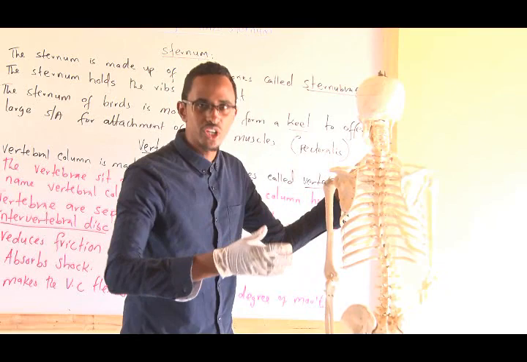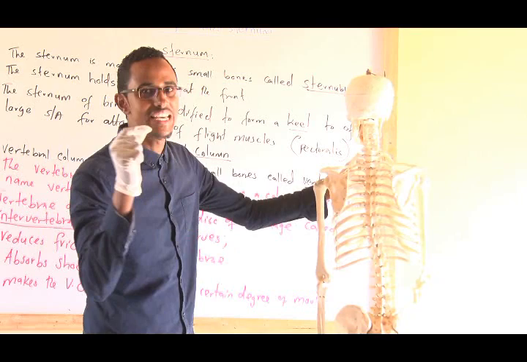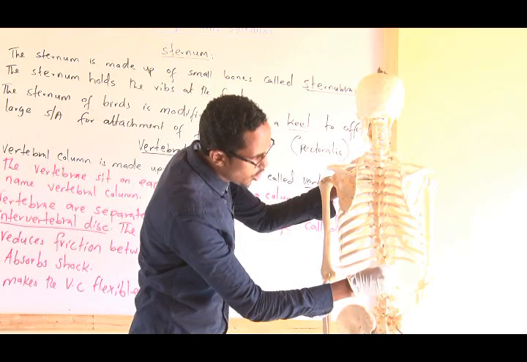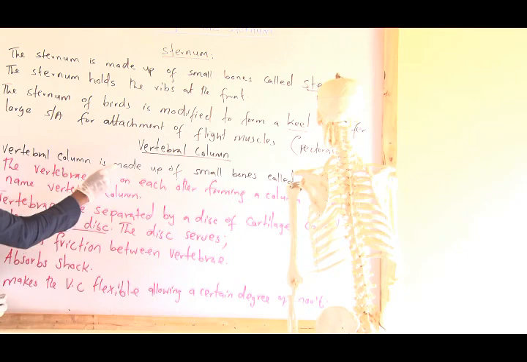For those organisms that have a tail, including human beings, whose tail is a vestigial structure, there is a remnant of the tail called the coccyx. So these are the small bones I'm talking about. This is what we are calling the bones of the vertebral column. They are small. The vertebral column is not one bone, but is made up of small bones called vertebrae.